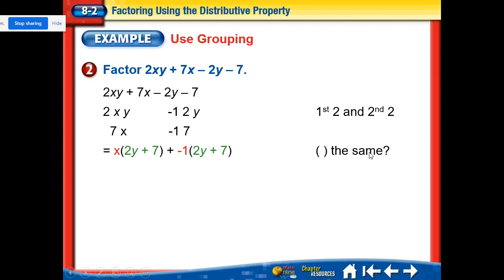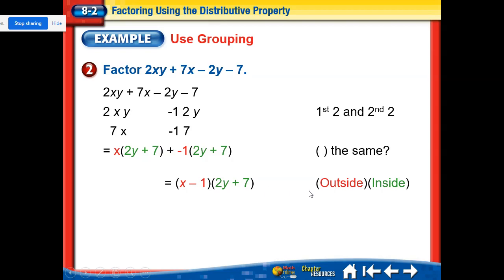So the question is, are the parentheses the same? These 2 greens. Yes, they are. So we can go ahead and continue on. If they're not, then we probably did something wrong, or we have to do some manipulation in order to get them where we need them to be.